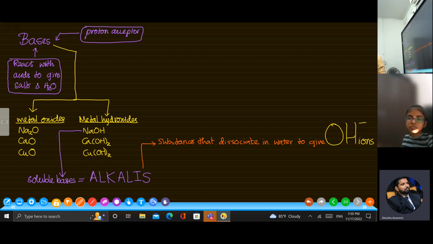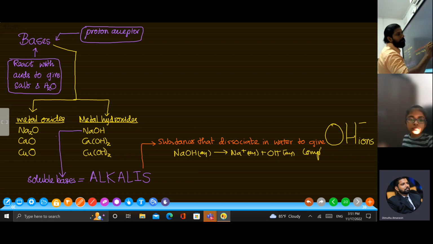Is that clear? So under those examples, let's say sodium hydroxide, when you put it into water, it gives you sodium ions and hydroxide ions. And this is a full dissociation. Can you see the arrow? So this is a complete dissociation. If this is a complete dissociation, then how can you name that particular alkali?